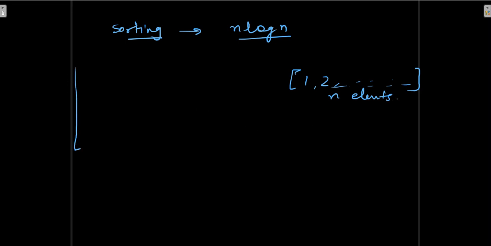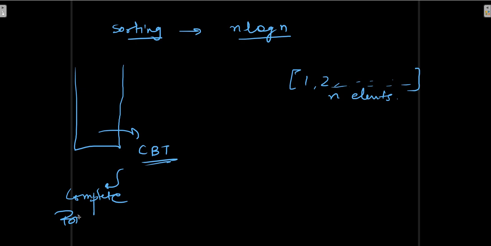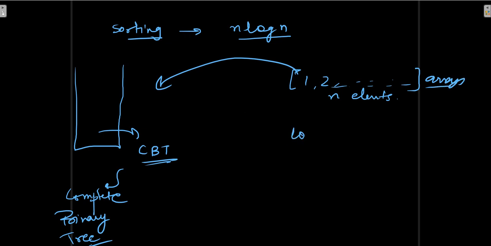Now we have a data structure, heap or priority queue in C++, whatever you want to call it. Internally, we all know it's a CBT, or complete binary tree. So what approach would you generically think of initially? You would just try to store all the elements of the array into the heap data structure. So the insertion cost is log n, and you are doing that for n elements.